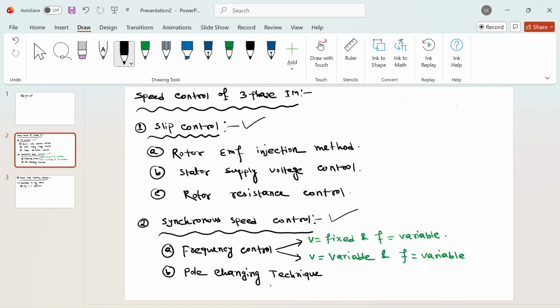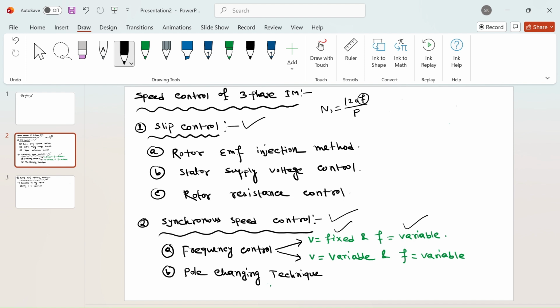And the second one is the synchronous speed control. By varying the synchronous speed, you can control the rotor speed also. As you know, the synchronous speed Ns is nothing but 120f by P. So by varying the supply frequency, you can control the synchronous speed, and your rotor speed will also change, right? Under frequency control, you have two situations: your supply voltage is fixed and you are varying the supply frequency, or you are varying both quantities, supply voltage and supply frequency.